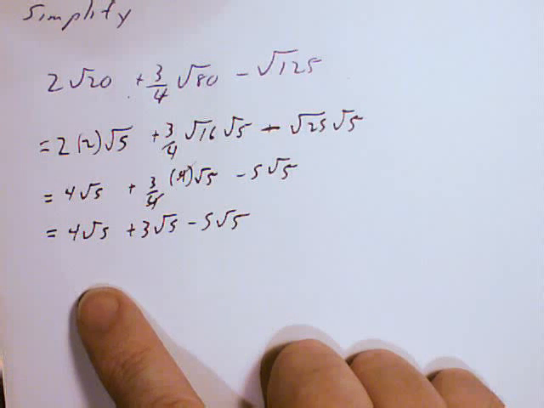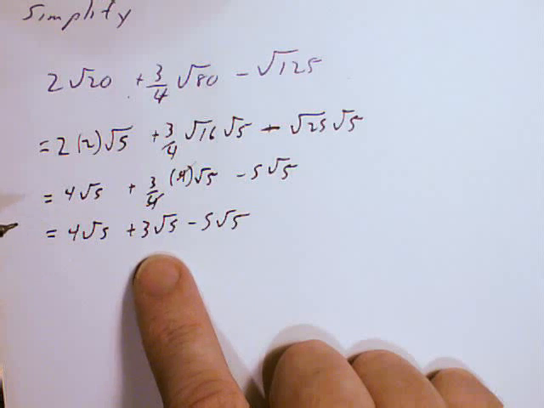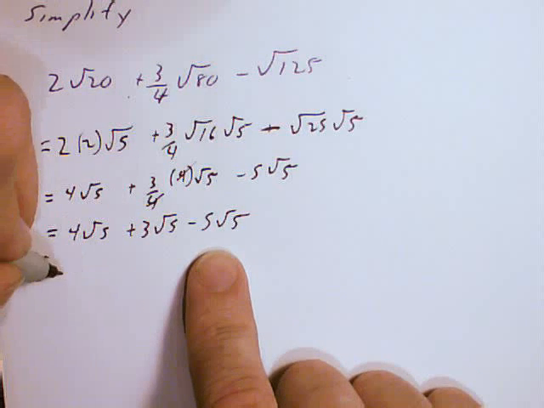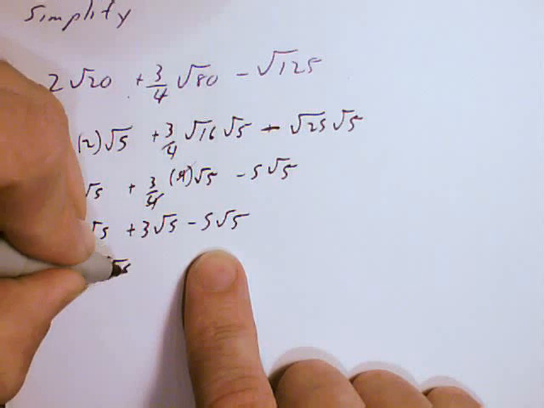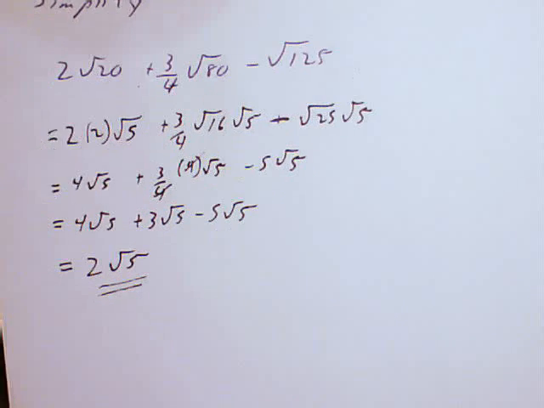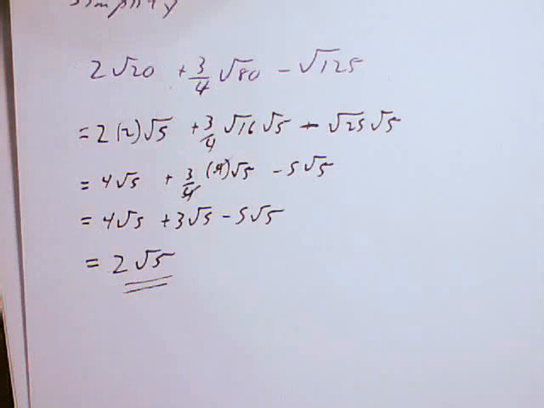Now I'll just add my leading coefficients. 4 plus 3 is 7, minus 5 is 2. And that's how you work with a fraction with radicals.